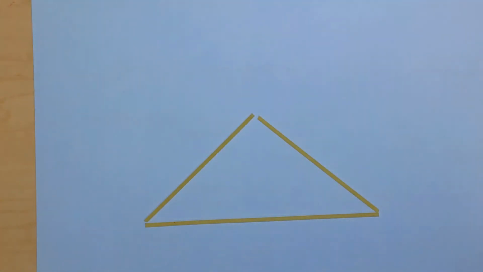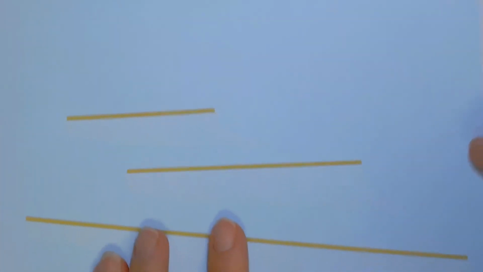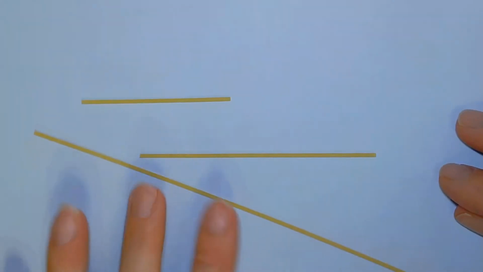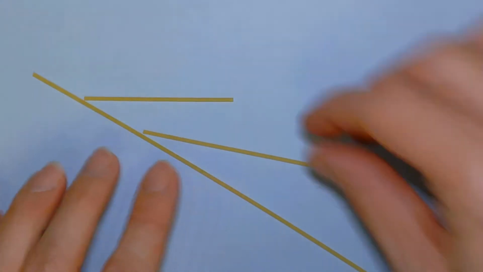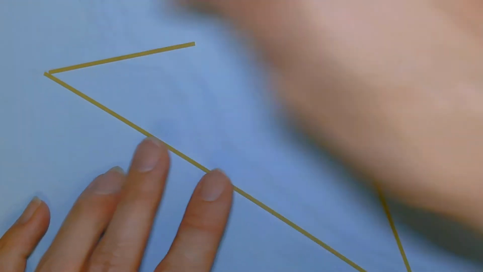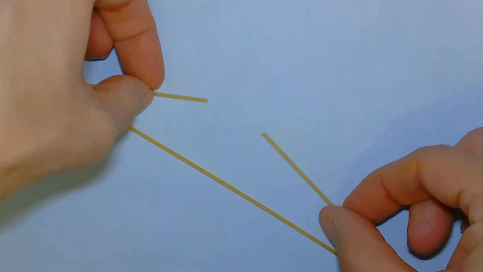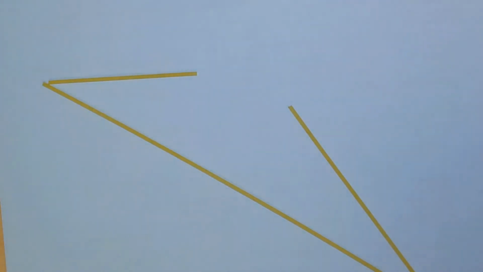Yay! Okay, now I have that triangle made with my 3 spaghetti noodles. Now I'm going to take a different set of 3 spaghetti noodles, and I'm going to make a triangle out of these. All right, so I'm going to take this one, and uh-oh, I can't make a triangle, right?